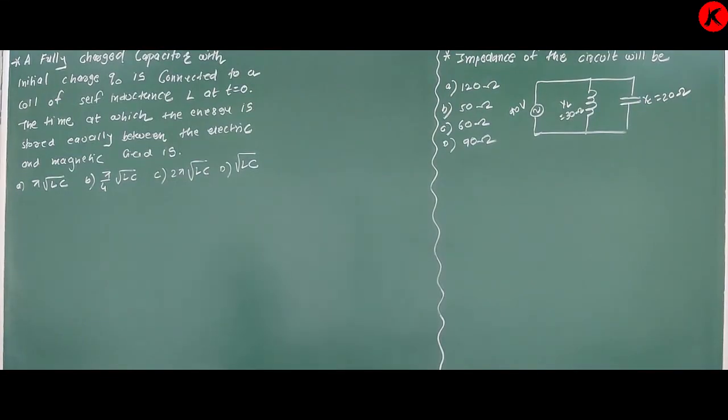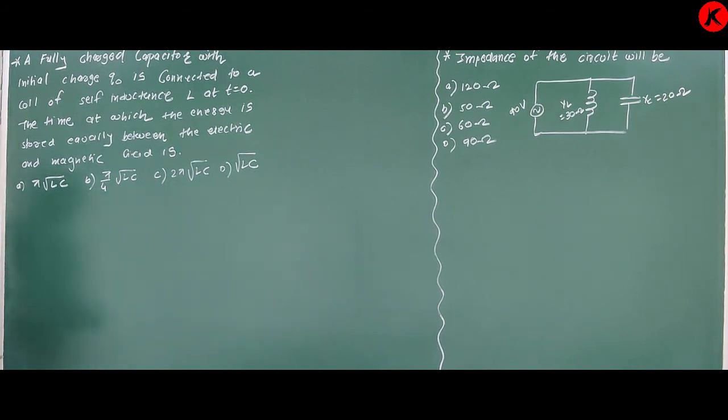Now the next question. A fully charged capacitor with initial charge Q0 is connected to a coil of self-inductance L at time t is equal to 0. The time at which the energy is stored equally between electric and magnetic field is?